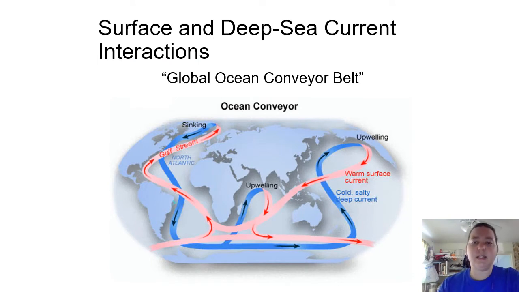Scientists refer to this as the global ocean conveyor belt because what's happening is water is constantly moving. If you remember from the first lecture in this series talking about surface currents, we talked about the ducks and the sneakers and the hockey gloves and all of that stuff that end up getting transported around the globe.